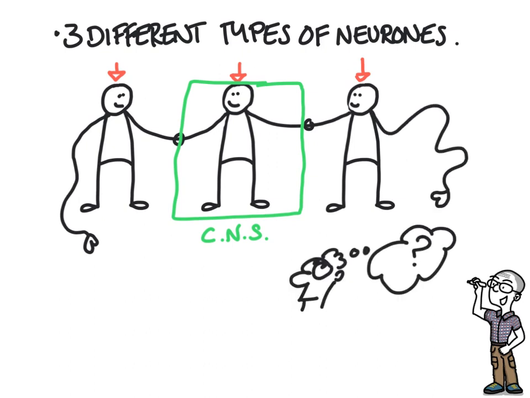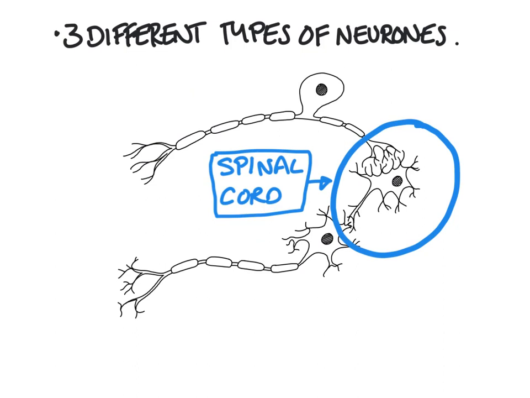Why do you think it might be arranged like this with the cell bodies where they are? Look where all the cell bodies end up being, near the middle towards the spinal cord. Why do you think that might be?